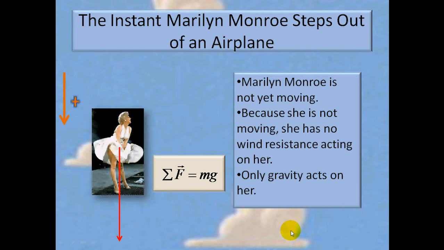Since the force due to gravity is the only force acting on Marilyn Monroe the second she jumps out of the airplane, we know that the net force acting on her is just the force due to gravity, or mg. Remember, this sigma F just means net force or total force. Since the total force acting on Marilyn Monroe points down, her acceleration also points down. That's Newton's second law, right? And since the net force on her is pretty large, her acceleration is pretty large. So at this point, the instant Marilyn Monroe steps out of the airplane, she has a relatively large acceleration downward.